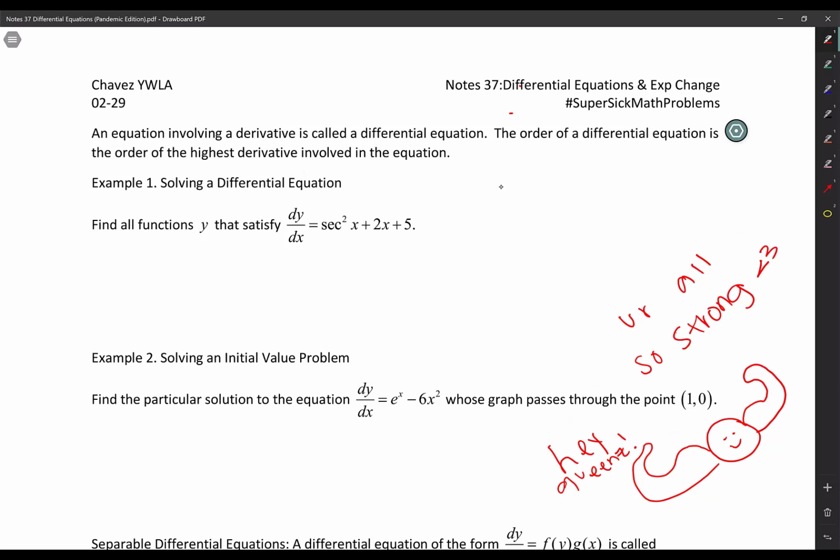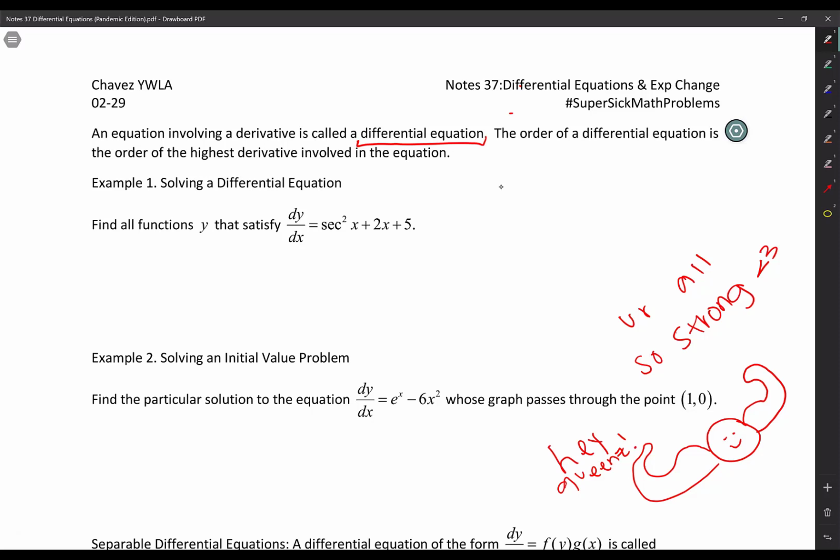Here we go, guys. An equation involving a derivative is called a differential equation. When you get to the university, there is a class just on differential equations alone. That's the name of the class. You math majors, physics majors, engineers, maybe possible future doctors, I'm not sure, but engineers for sure, you're going to have to take a class called differential equations. You take it after you take Cal 2, and many times some universities make it after Cal 3.